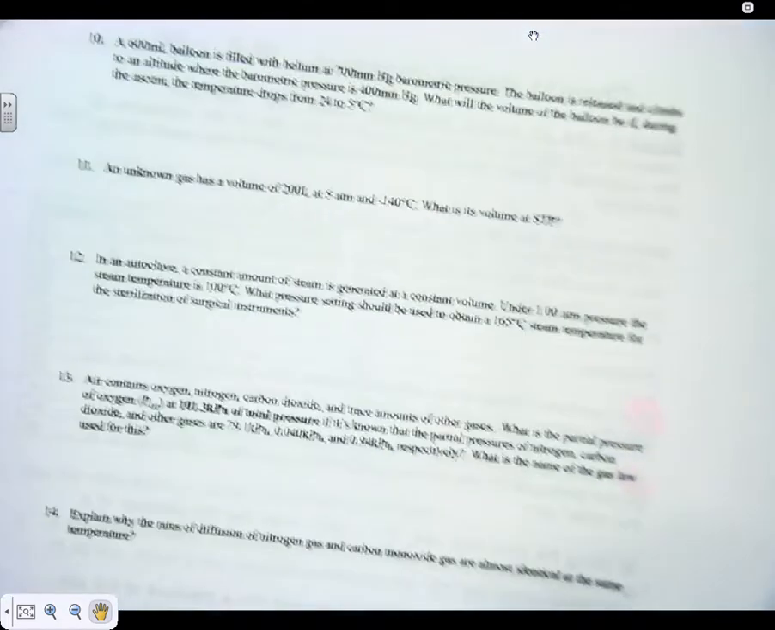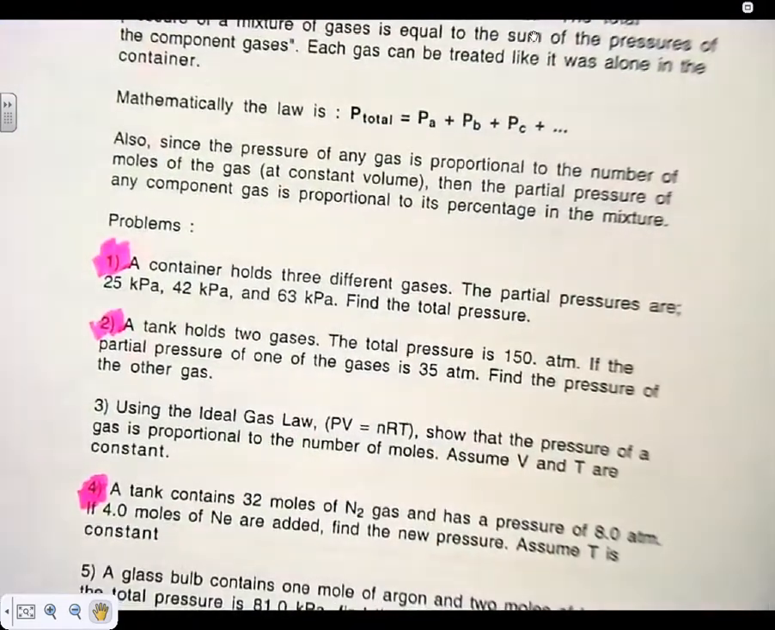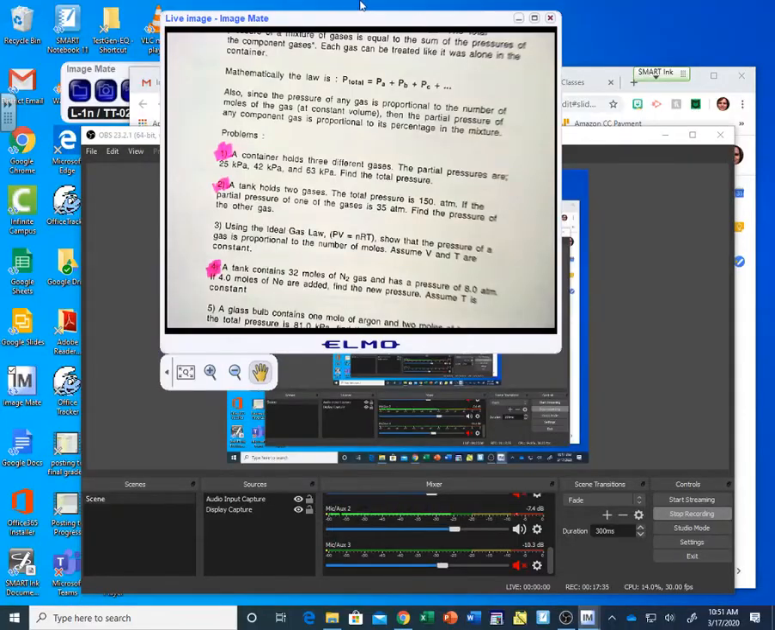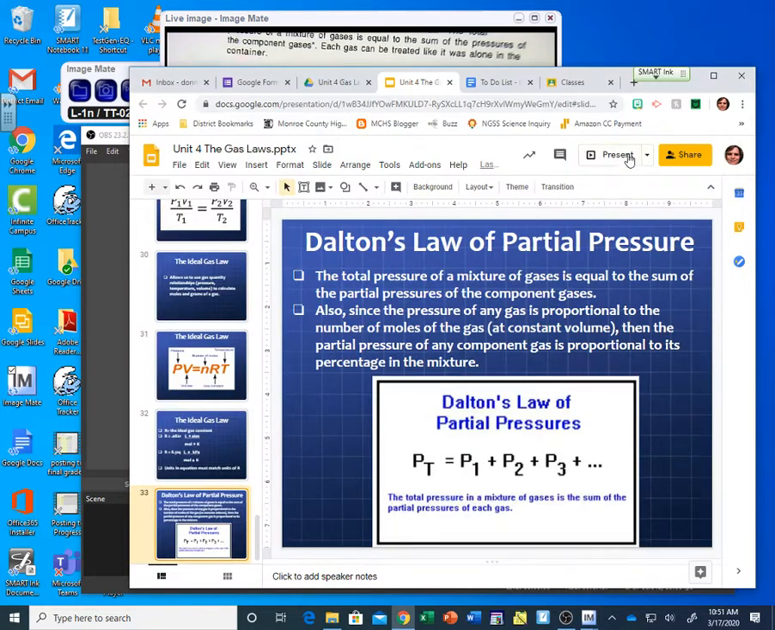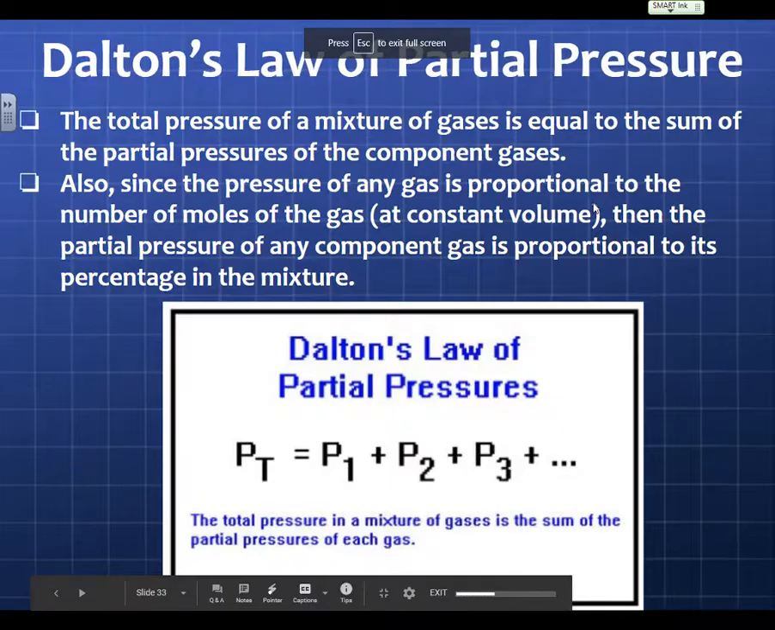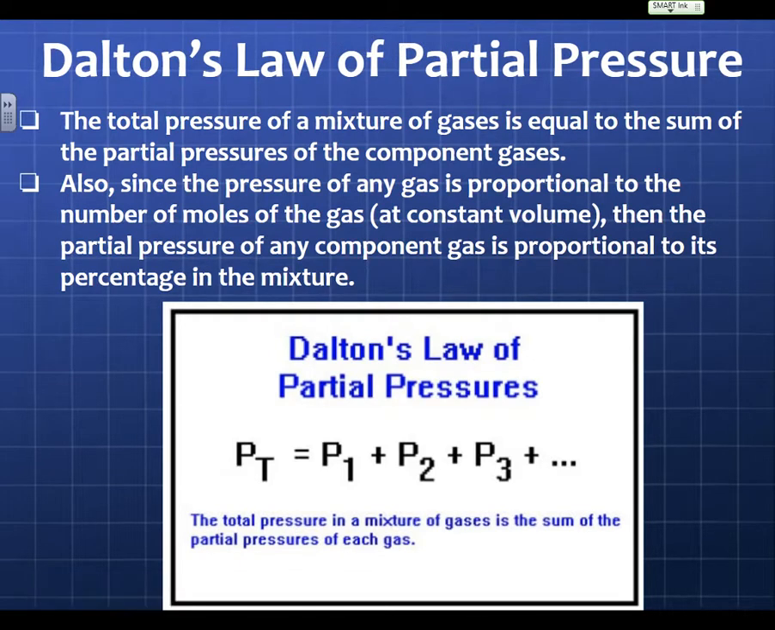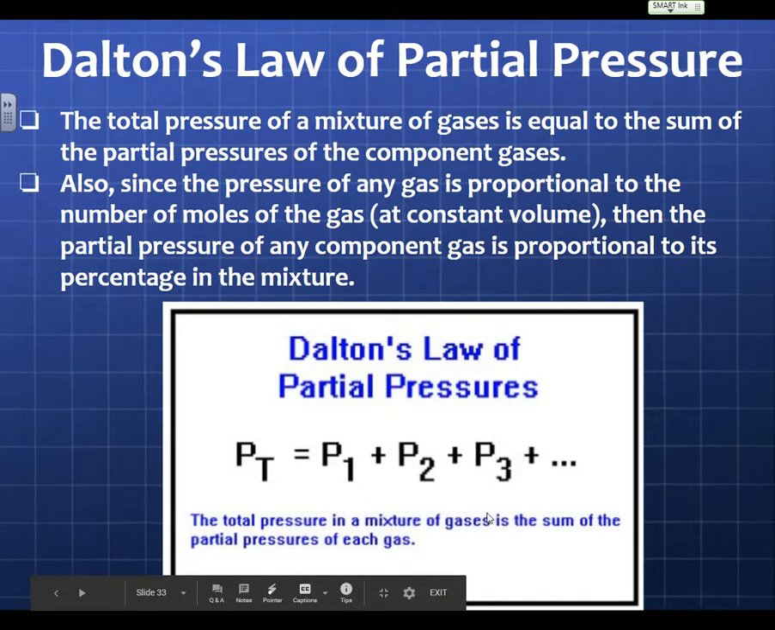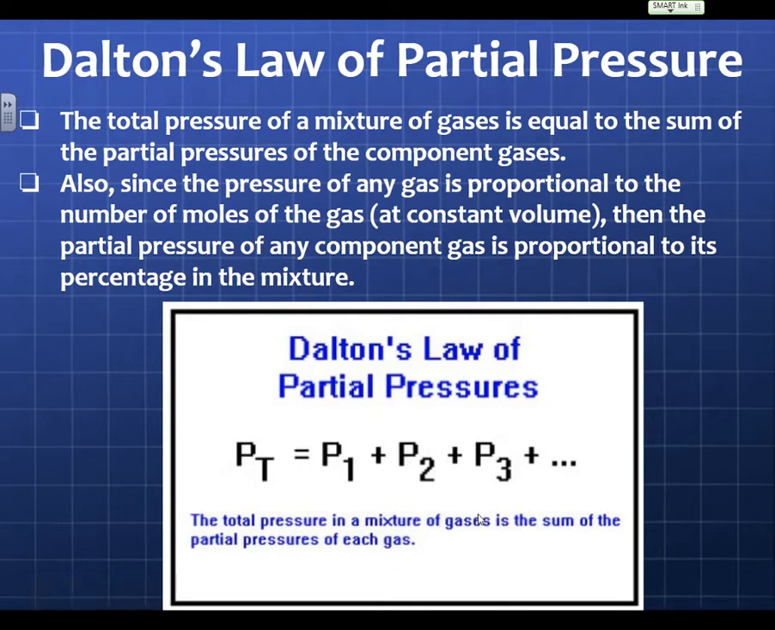All right, moving on then, let's talk about Dalton's law of partial pressure. I have that a little bit on your PowerPoint online. Dalton's law of partial pressure says that the total pressure of a mixture of gases is equal to the sum of the partial pressures of the component gases. So the total pressure, PT, is equal to the pressure of gas 1, pressure of gas 2, pressure of gas 3, so on and so forth. That is relatively easy to understand and simple.